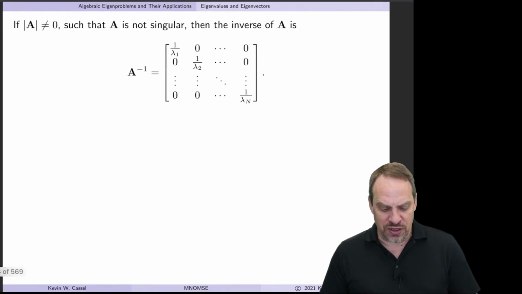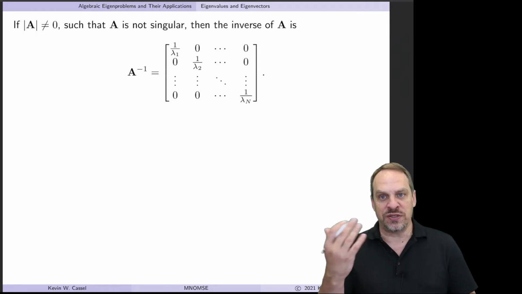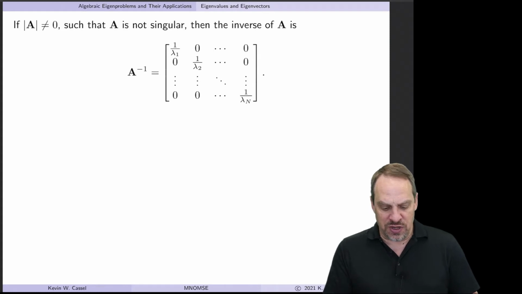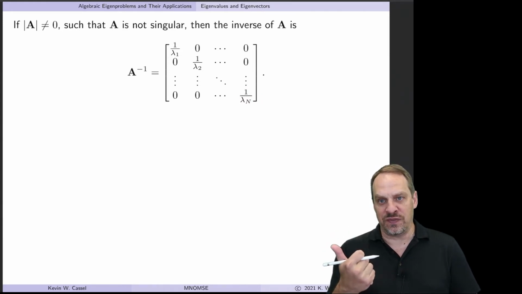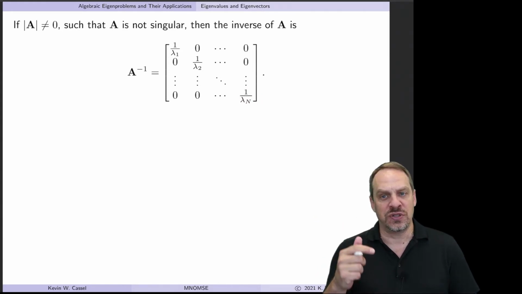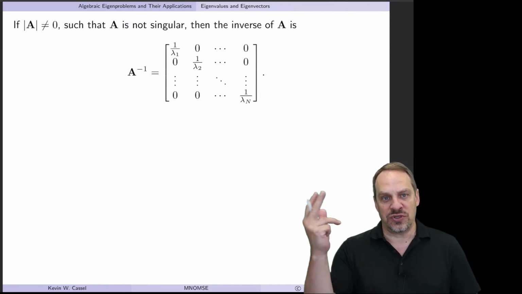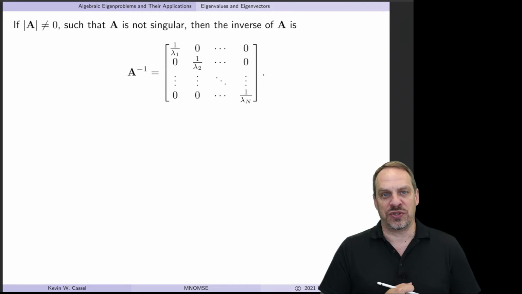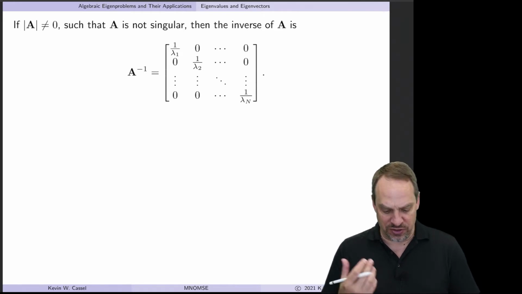Not only that, the inverse is very simple as well. As long as the determinant is not equal to 0, so A is invertible, the inverse of A is simply a diagonal matrix with the reciprocals of the eigenvalues on the diagonal. So for a diagonal matrix, eigenvalues on the diagonal, eigenvectors super simple and mutually orthogonal, and the inverse, you just take the reciprocals of the main diagonal elements to get the diagonal inverse.